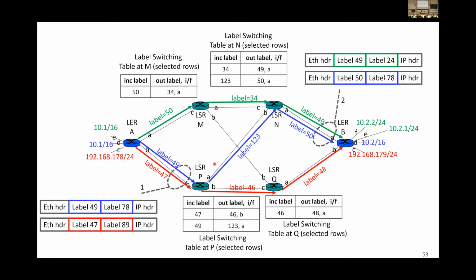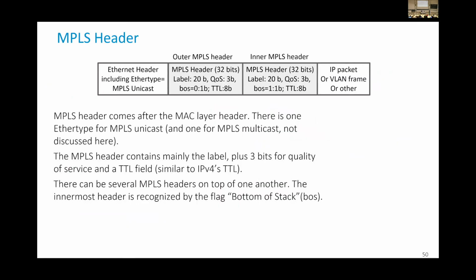If we do a Wireshark capture at this link here, we would see, for example, a blue packet that will have an Ethernet header, since this link is Ethernet, then a label 49, that's the outer label. And then another label, label 78, is in fact a label that means the blue customer, the blue virtual private network. Because if you remember the MPLS header, the MPLS header has no protocol type.